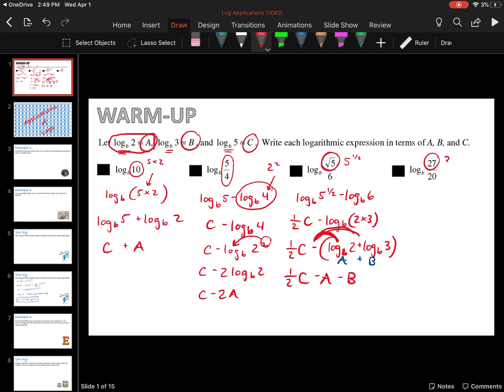For the last one, I'm going to go a little bit quicker on this one. I'm going to think of 27 as 3 to the 3rd. And I'm going to think of 20 as 4 times 5. But we know that 4 can be written as 2 squared times 5. So if I go ahead a little bit, I'm going to have 3 log base b of 3, because this exponent comes out front, and then minus, and then, I'm running out of room here. I'm going to erase the prior question. You guys can check your answer. You saw what it should be.